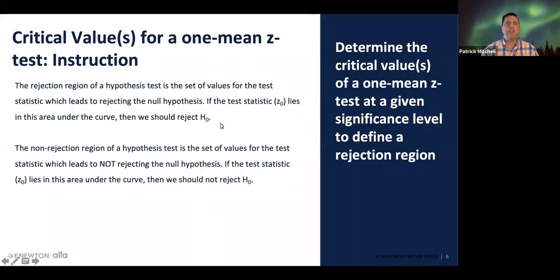The rejection region of a hypothesis test is the set of values for the test statistic which leads to rejecting the null hypothesis. If the test statistic, z sub 0, lies in this area under the curve, then we should reject the null hypothesis. The non-rejection region is the set of values for the test statistic which leads to not rejecting the null hypothesis. If the test statistic lies in that area, then we should not reject the null hypothesis.